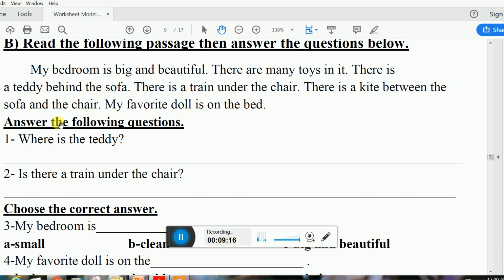Question number one. Where is the teddy? Let's search together. Where is the teddy? This is the answer: a teddy behind the sofa. So I will copy and write this sentence here.